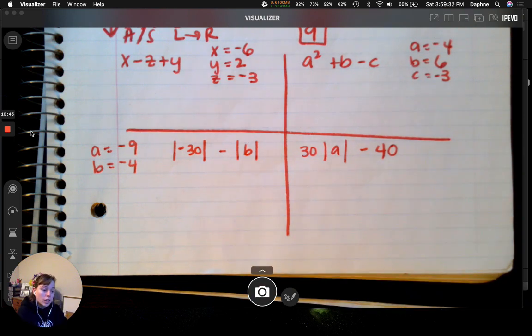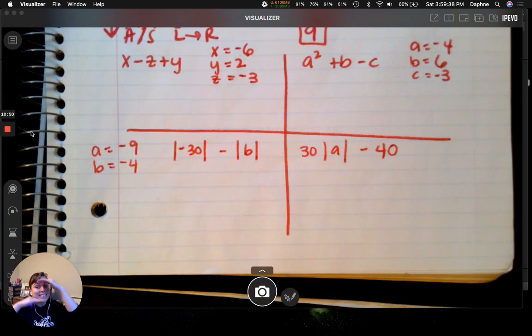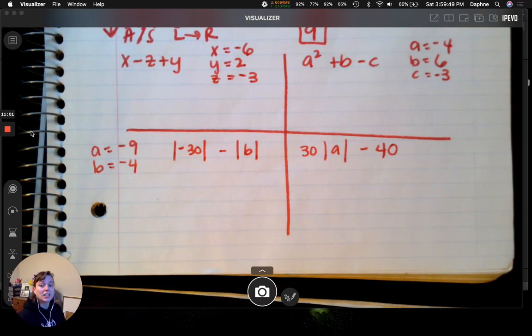The expression is what's given. This is not an equation because there's no equal sign. Equations have to have equal signs. Because there's no equal sign, this is just an expression. So I'm going to evaluate or simplify this expression.